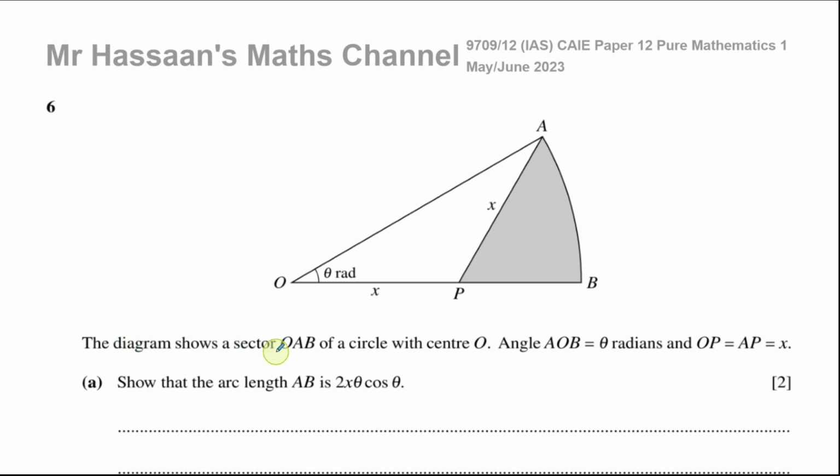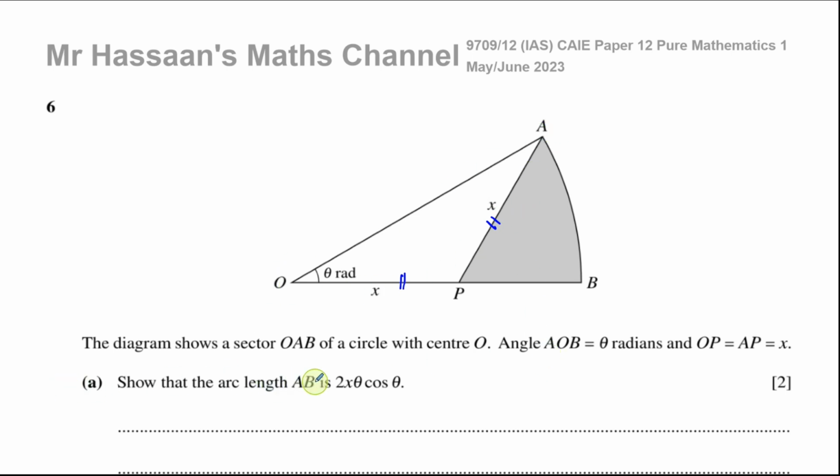So the diagram shows a sector OAB of a circle, with center O. Angle AOB is theta radians, so this is in radians, and OP is equal to AP is equal to x. So this length is the same as this length. This is an isosceles triangle here.